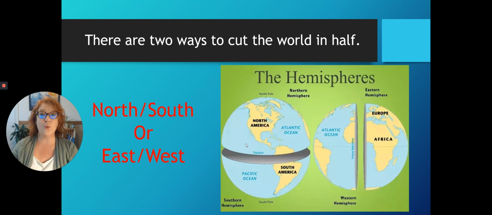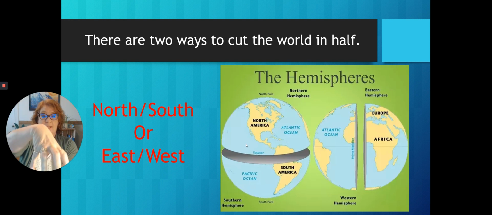Now, there are two ways to cut the world into hemispheres, okay? So imagine your world, it's right here. You've got the world in your hands, here it is. And then imagine a space alien with a flaming sword that's gonna come and just whack the world in half. All right, so if you break it apart this way, so you have an eastern half and a western half, okay? That's one way to break the hemispheres.